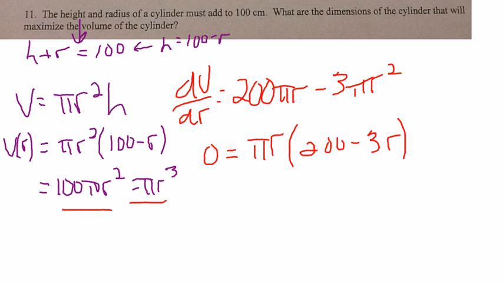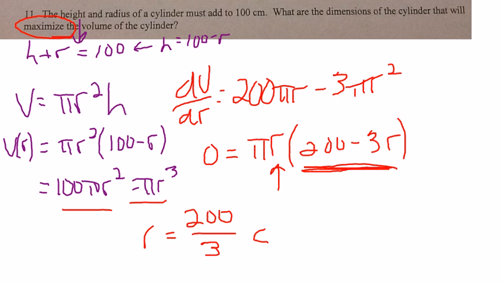So, one critical value is that r equals 0, which contextually, in terms of looking for a maximum volume, doesn't make any sense in this problem. I don't care about a problem where the radius is equal to 0. That's not going to tell me anything. It's likely going to minimize it, and that's not what I want to do. So, instead, I'm going to look at the critical value from this, which is r equal to 200 over 3 centimeters.